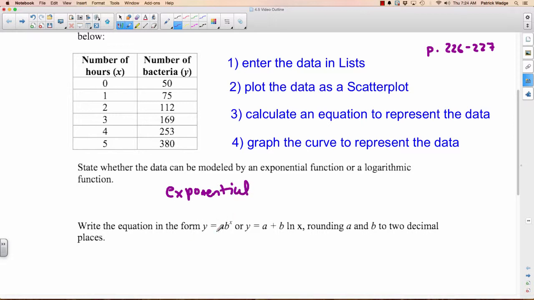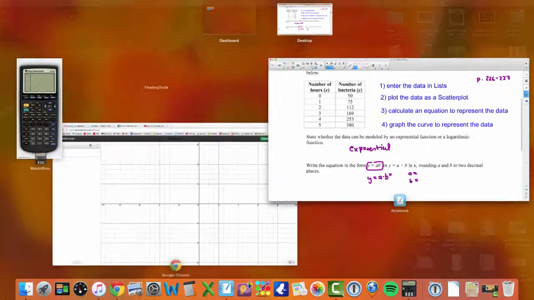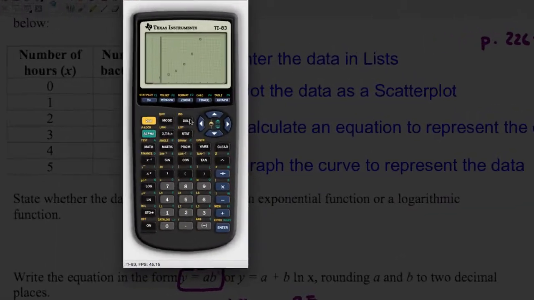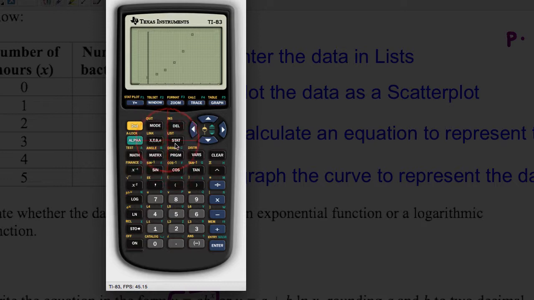And we need to write the equation in the form y equals ab to the x power, or y equals a plus b natural logarithm x. Well, obviously this is the one we're interested in right here because this is exponential. So we want to come up with an equation that looks like this, a times b to the x. We have to figure out what the a value is and what the b value is. Well, we can't really do that, but our graphing calculator can. So we know it's exponential. What we do is we hit stat. Then we're going to go over to calc, so you have to hit the arrow over to calc.